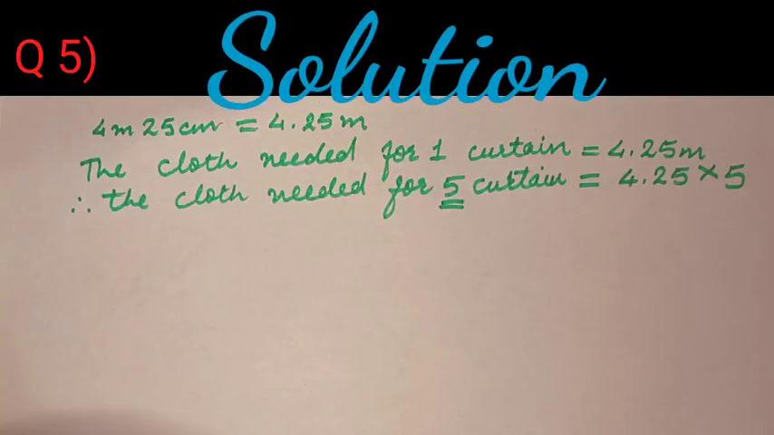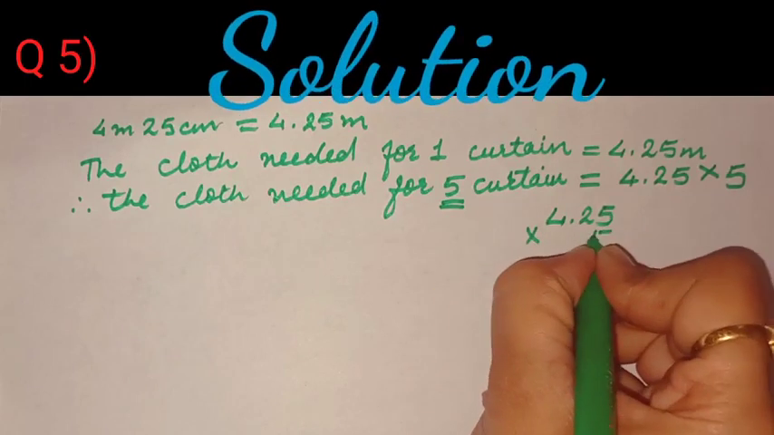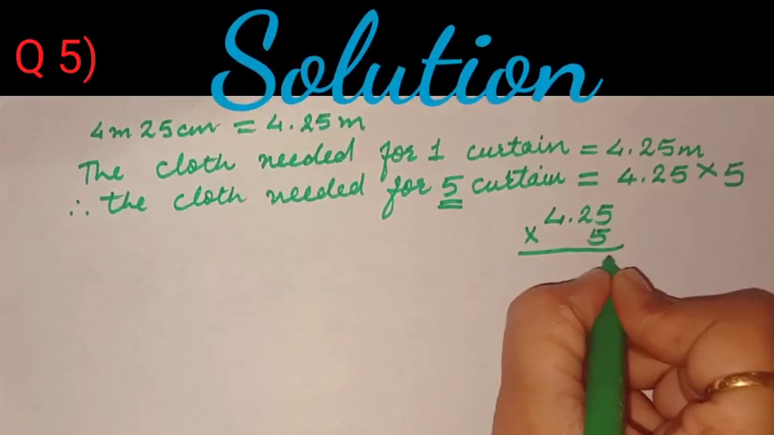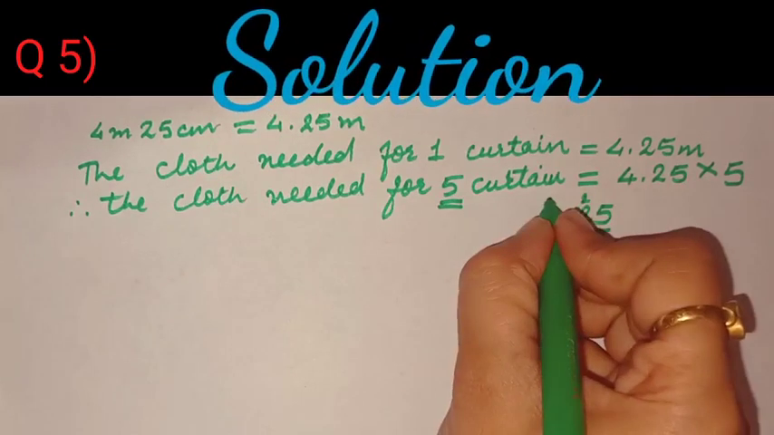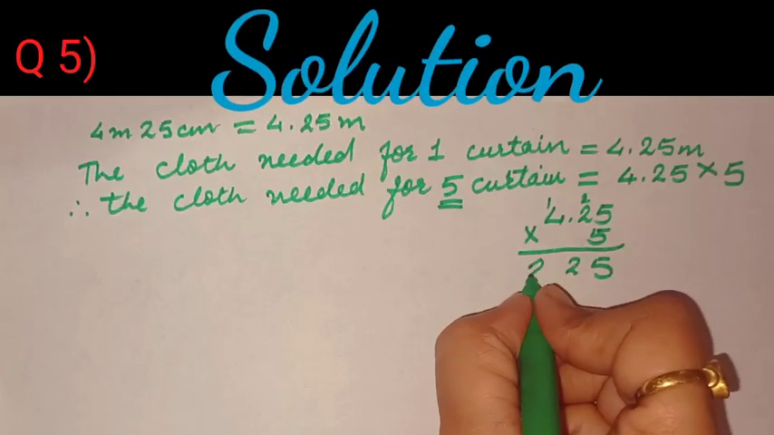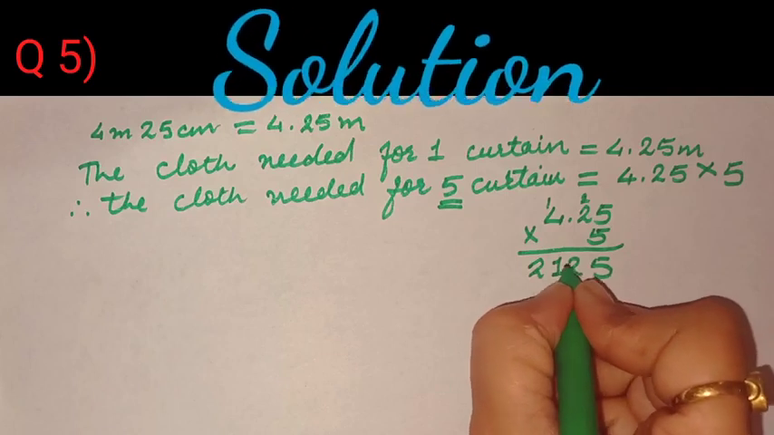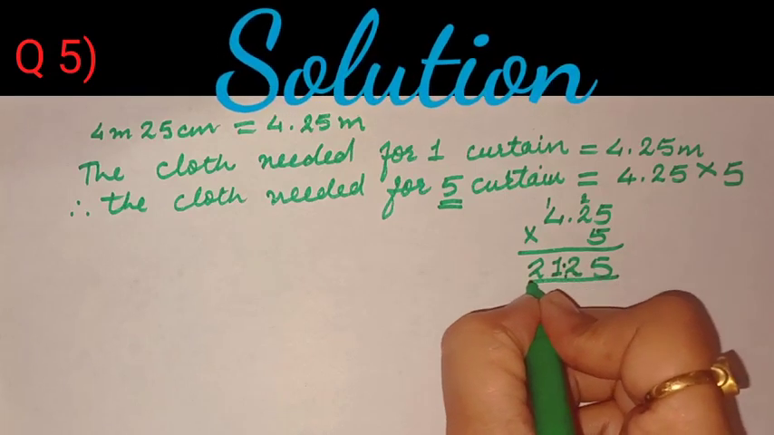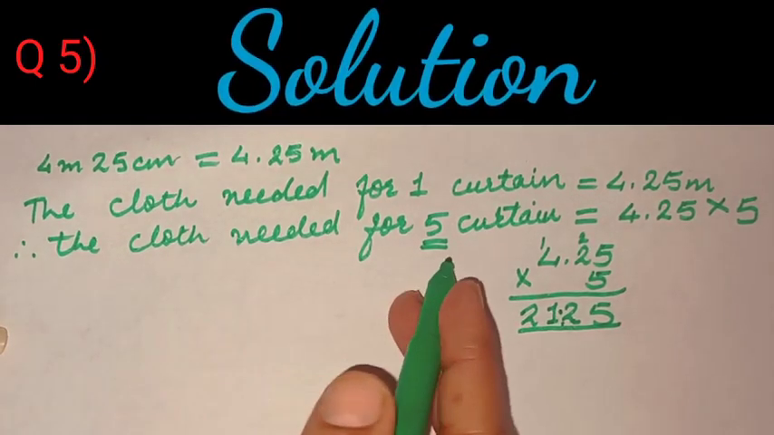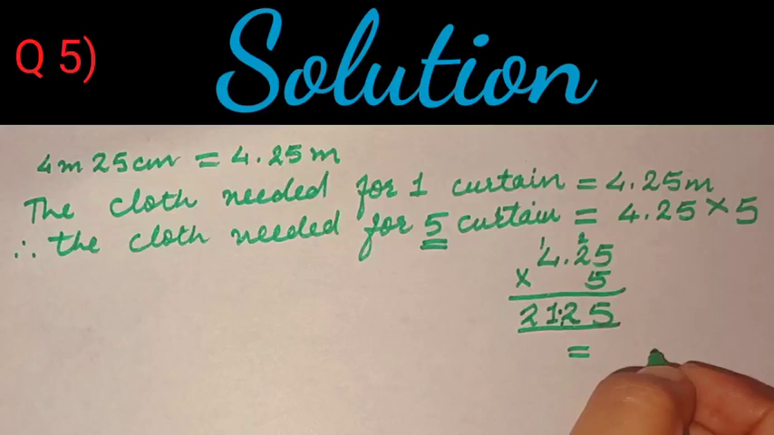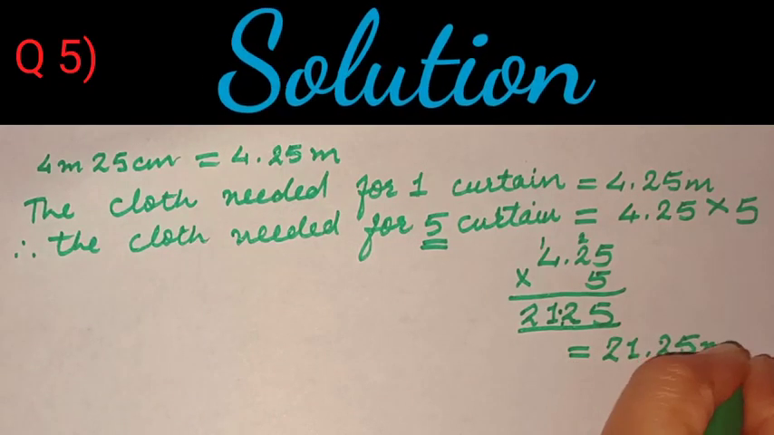So let us multiply it. 4.25 multiplied by 5. Okay, 5 fives are 25. 5 twos are 10, 11, 12. 5 fours are 20, 21. Let us count 1, 2. So the answer is 21.25 meter. So the cloth needed for 5 curtain is equal to 21.25 meter.